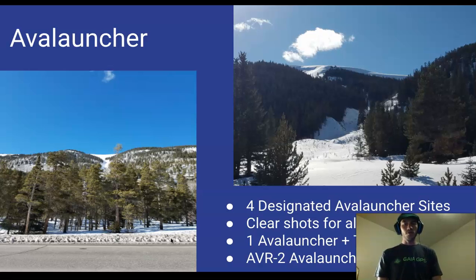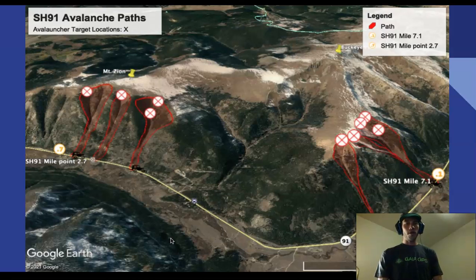So our Avalancher, we have 4 sites, clear shots for all the paths. It's going to be 1 Avalancher on the back of a pickup truck, and we're going to use AVR 2 Avalancher rounds. And you can see we have direct line of sight from the highway here at our designated areas. So in this path we have the avalanche target location. This is a Google Earth image with the trucks down low that show the blasting sites, and the X marks the target of best potential triggers for these paths if mitigation is needed.